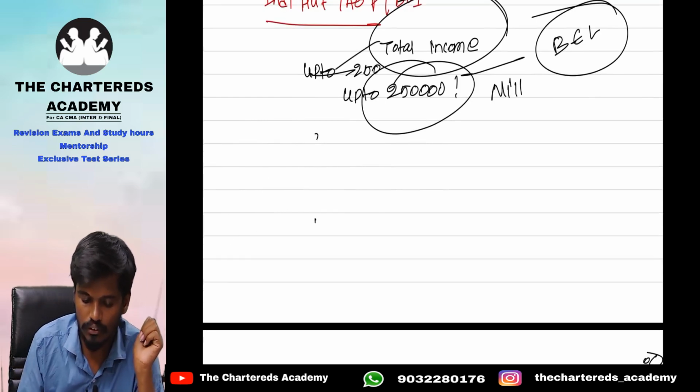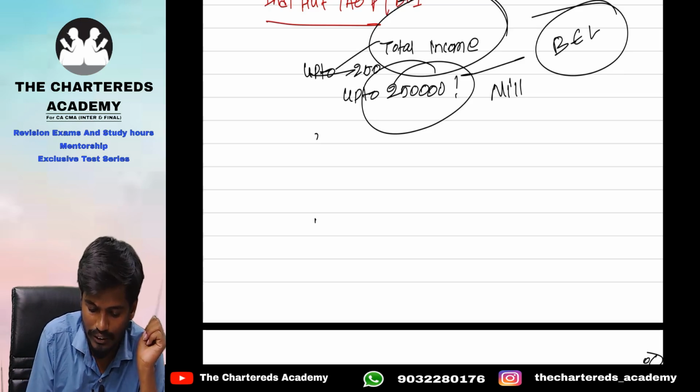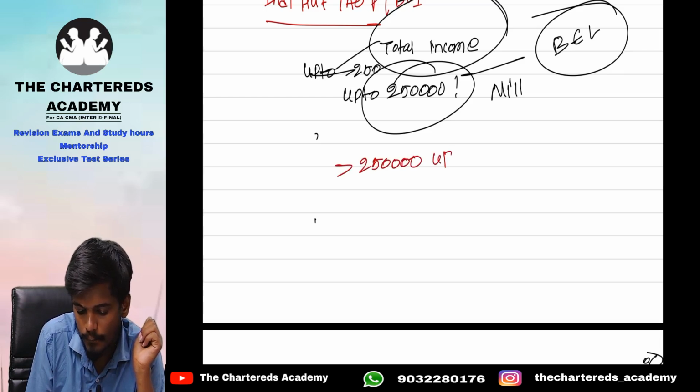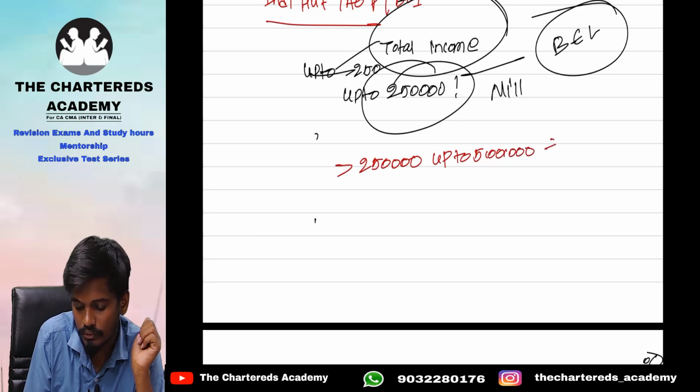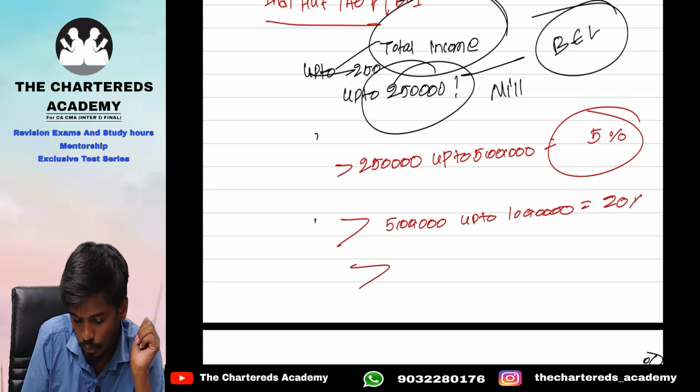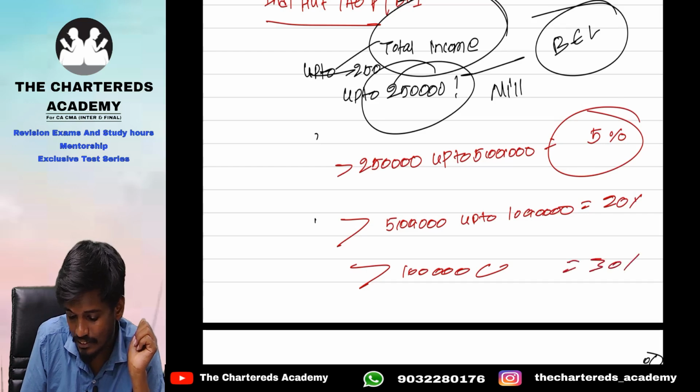Up to total income. If your total income is more than 2 lakh 50, up to 5 lakhs, it is 5%. Sir, if your total income is more than 5 lakhs, up to 10 lakhs, it is 20%. Sir, if your total income is more than 10 lakhs, the tax rate is 30%. This is the tax rate.